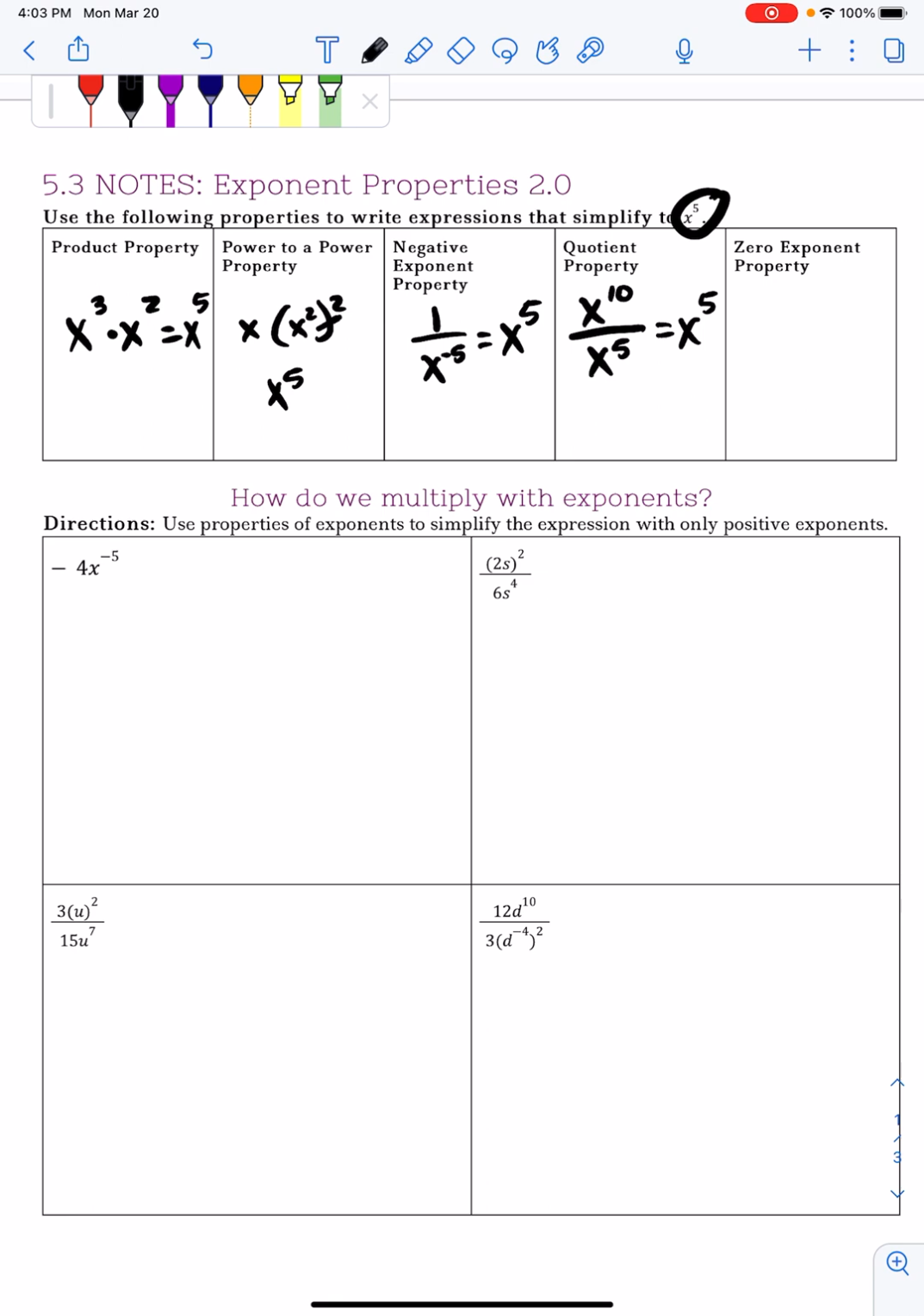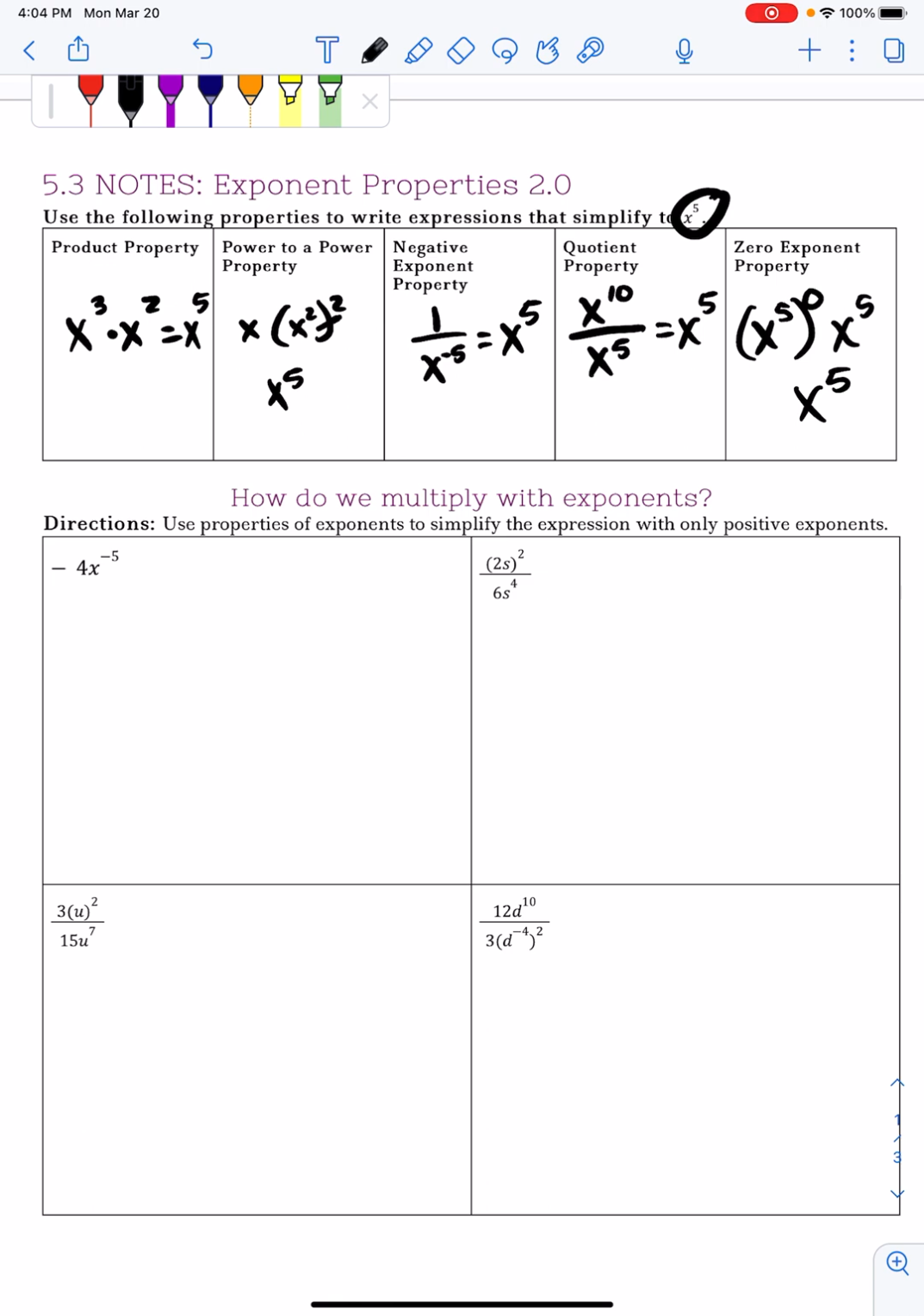Zero exponent property says that anything to the power of 0 is 1. So if I did x to the 5th to the power of 0, that would be 1. So if I want it to simplify to x to the 5th, I would still have to multiply by x to the 5th, because anything to the power of 0 is 1. So that would be those examples.